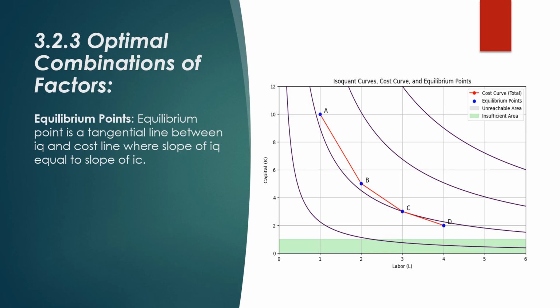Optimal combinations of factors, that means equilibrium points. The equilibrium point is the tangent point between the isoquant and isocost lines, where the slope of the isoquant equals the slope of the isocost. This graph shows the equilibrium points with isocost, cost curve, and their relationships.